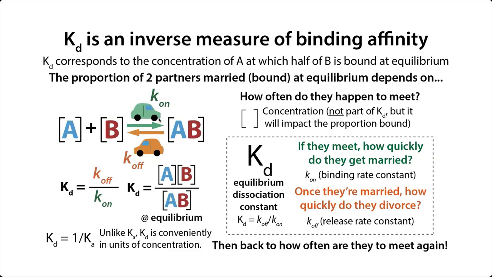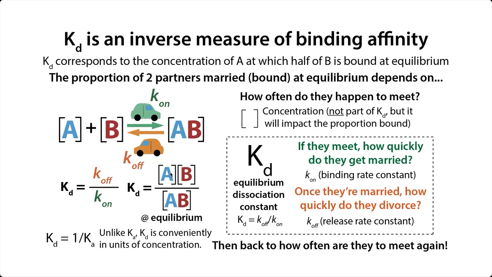So let's go back and think about binding in general. Remember that we could say we have A and B. They can bind, which is going to be your K on, and then they can come apart, or dissociate, and that would be represented by your K off. If you take that K off and divide it by your K on, you get a value called the KD. The KD is equal in concentration to the amount of one binding partner you need to have in order for half of the other partner to be bound at equilibrium.